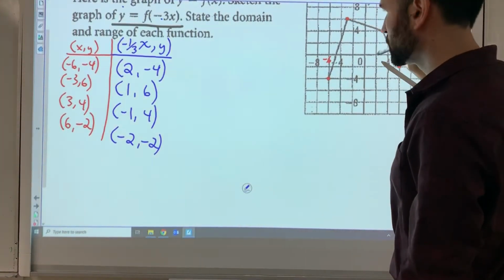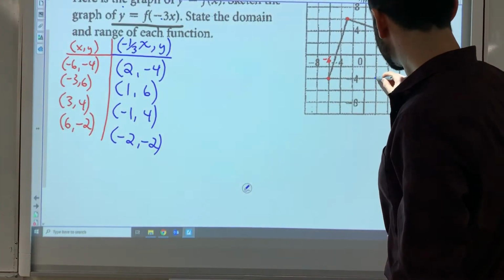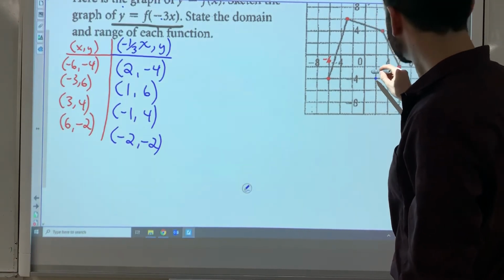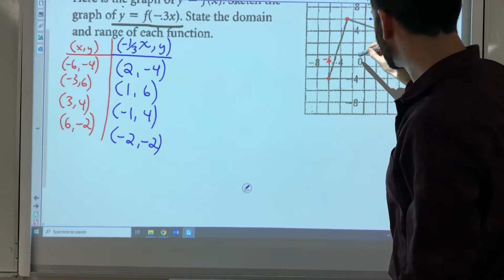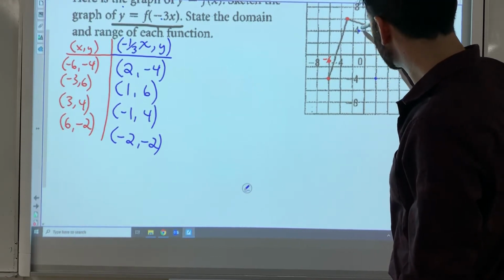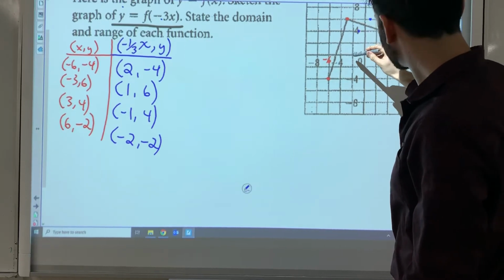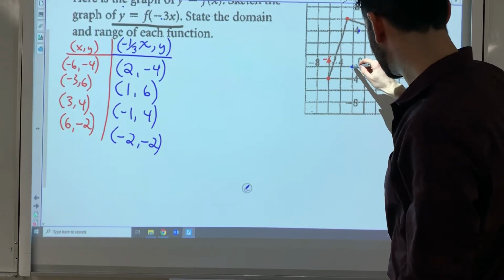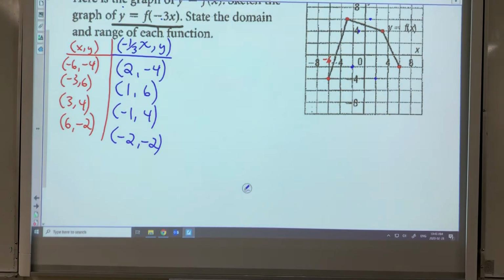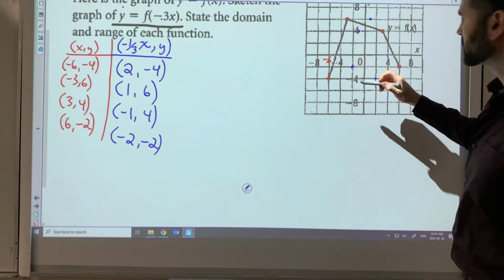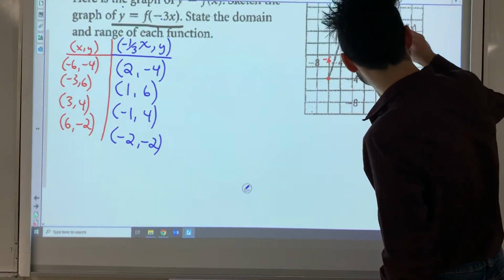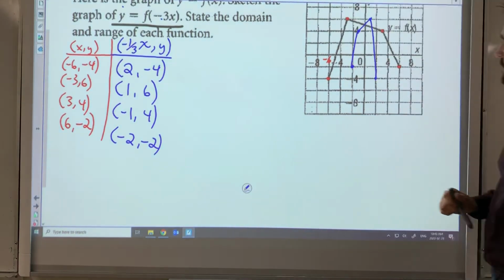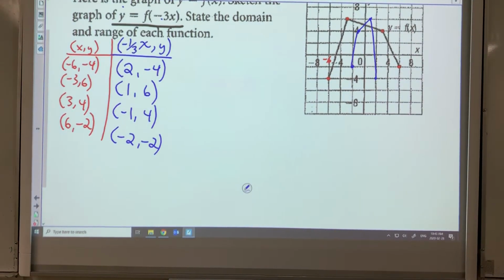So we got 2, -4. And then we got 1 for x and 6 for y, which is here. And then we have -1 for x and 4 for y, which is here. And then we got -2 for x, -2 for y. Watch the scale. Okay. And when you're looking at that on your graph, it's like, oh, well, what do I connect first? Remember, just go from left to right. Okay, so I'll do my best to get straight lines here. There. Does that seem reasonable?